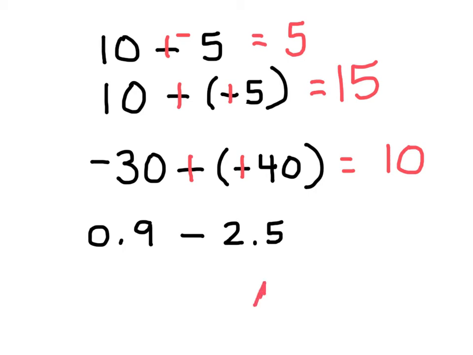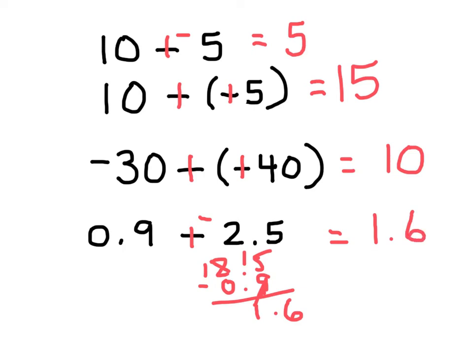The last one, let's go ahead and change it to an addition. I'm going to add the opposite. So this is 0.9 plus a negative 2.5. Again, those are different signs, so I'm going to subtract. 2.5 minus 0.9 is equal to 1.6. Keep the sign of the bigger number, which in this case is the negative 2.5. So negative 1.6 is the answer.